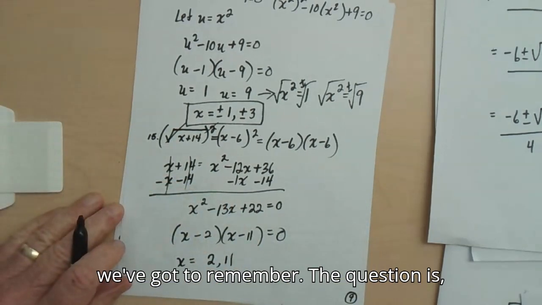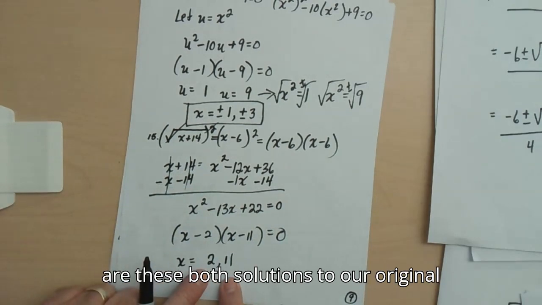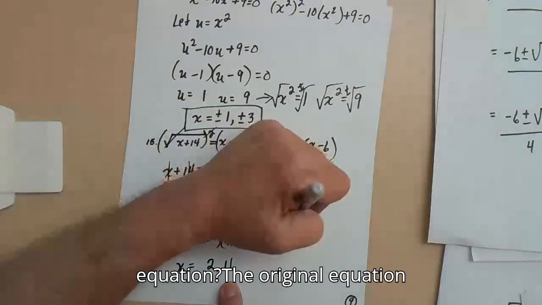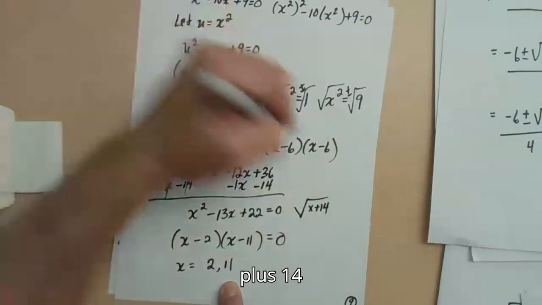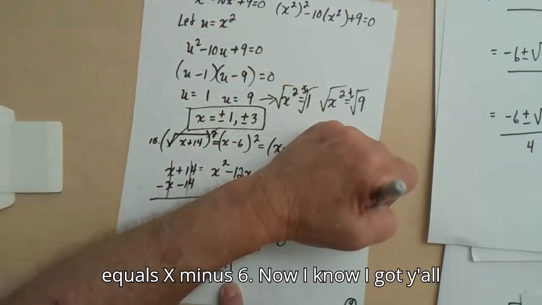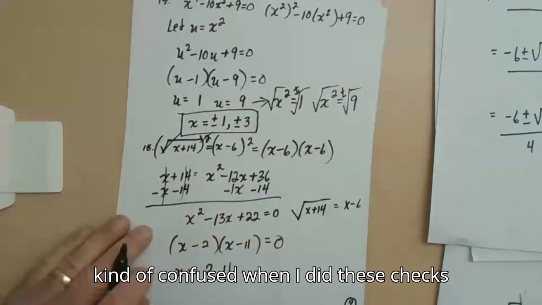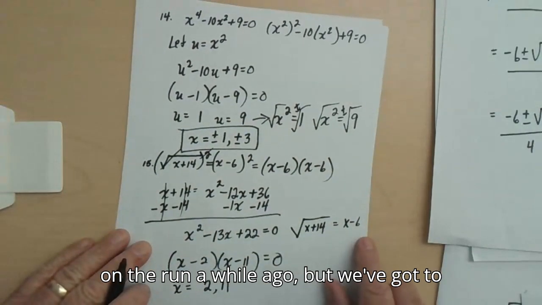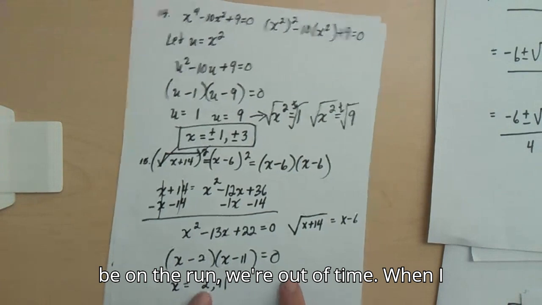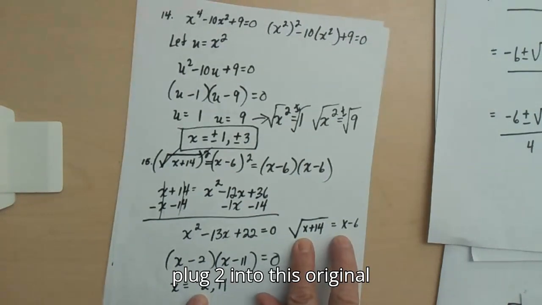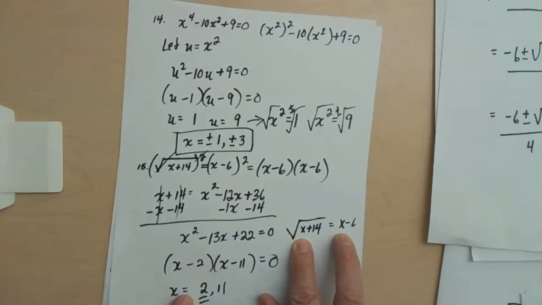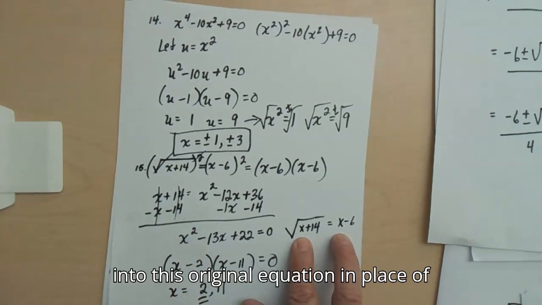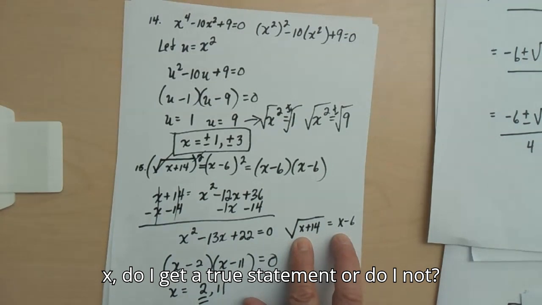Now, this is one where we got to remember, the question is, are these both solutions to our original equation? The original equation was the square root of x plus 14 equals x minus 6. Now, I know I got y'all kind of confused when I did these checks a while ago. When I plug 2 into this original equation, in place of x, do I get a true statement or do I not?